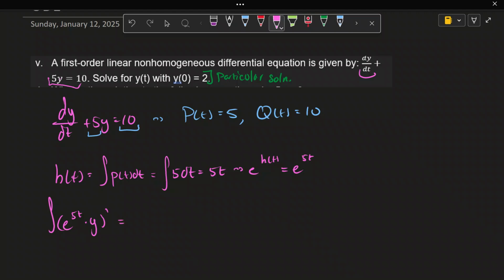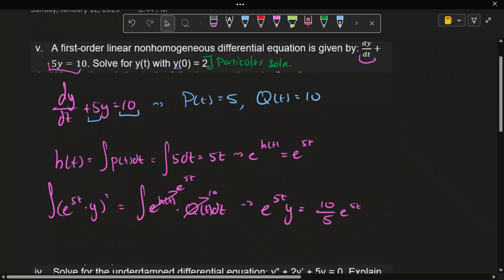Then we set this equal to the integral of e to the h of t times q of t dt. We know this is e to the 5t, and we know this is 10. The integral of the derivative is just the function on the inside. And this is equal to the integral of e to the 5t times 10. The only thing being integrated is e to the 5t, whose integral is 1 over 5 e to the 5t. So what we have is 10 over 5 e to the 5t plus c.